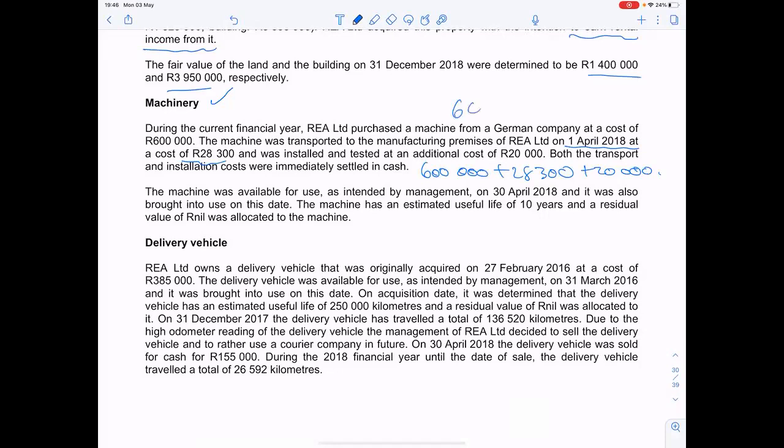648,300. Right. Then the machine was available for use as intended by management on 30 April 2018, and it was also brought into use on this date. So we are going to start charging depreciation on that date, 30 April 2018. The machine has an estimated useful life of 10 years and a residual value of 0 allocated to the machine.